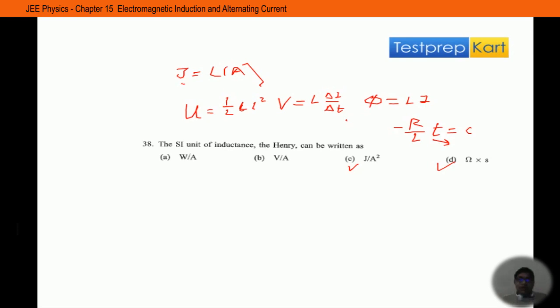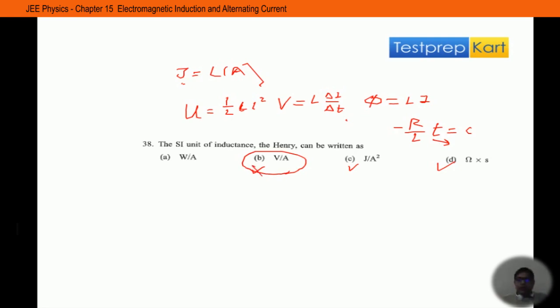Next, voltage is equal to inductance into rate of change in current, so this is voltage upon current. So we can consider this option is also right. But here I have a doubt on this option, that volt per ampere. I think it is not a correct choice. Volt per ampere is not a correct choice. There must be second also, so we can skip this option.